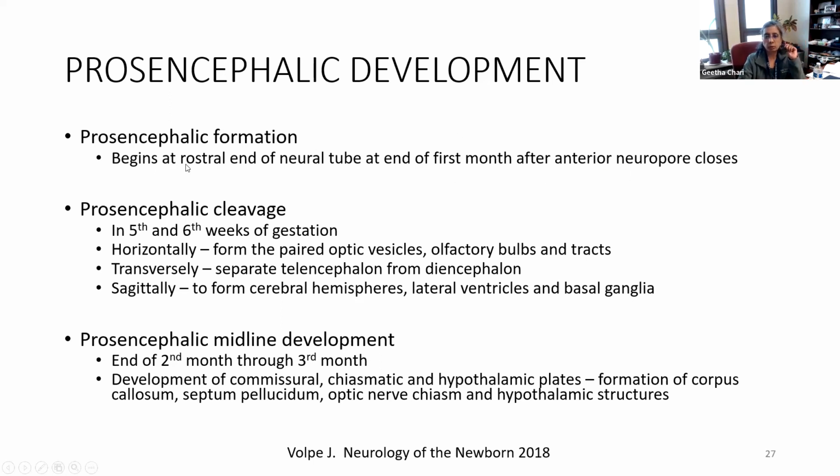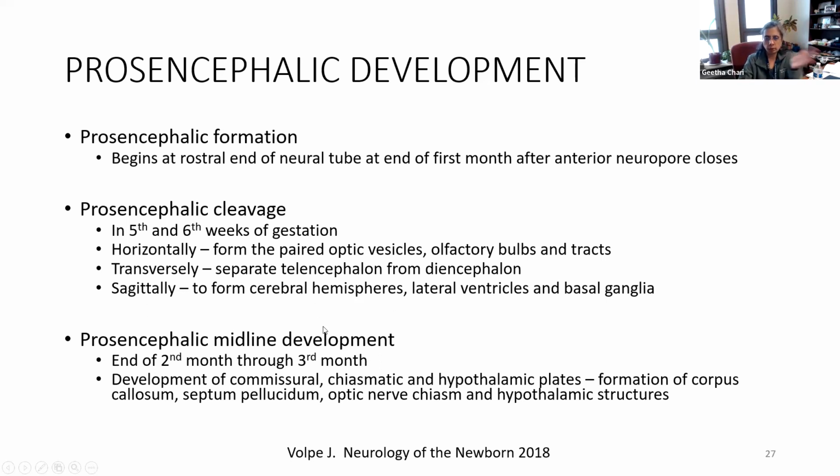Once the prosencephalon develops, then it starts to divide. That happens during 5 to 6 weeks of gestation. It divides in different planes. In the horizontal plane, when it divides, it forms the optic vesicles, olfactory bulbs, and the tracts. Transversely, it divides to form the telencephalon and the diencephalon. So telencephalon forms the two cerebral hemispheres, and diencephalon forms the thalamus and the midline structures. It divides sagittally to form the two cerebral hemispheres.